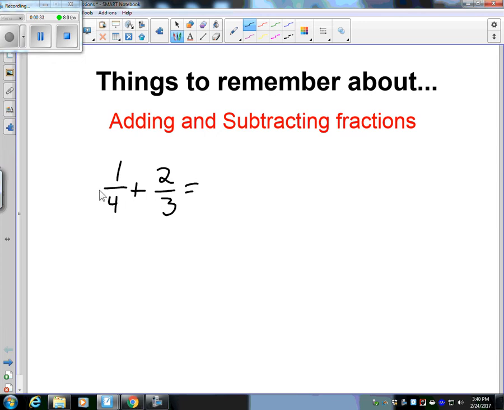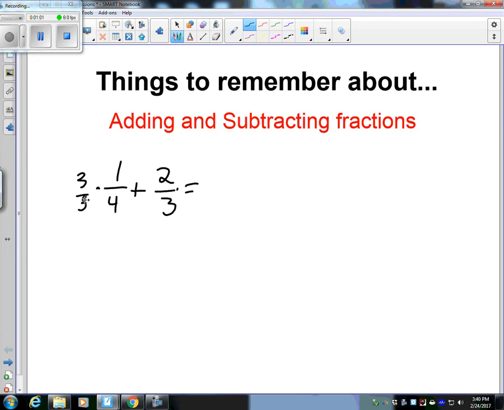So going blast from the past, 1/4 plus 2/3, what's the common denominator? Usually you try to get the least common denominator. It's not necessary, but a common denominator here would be 12. Sometimes a lot of times you just multiply the denominators together. It's not always the easiest way, but it always works.